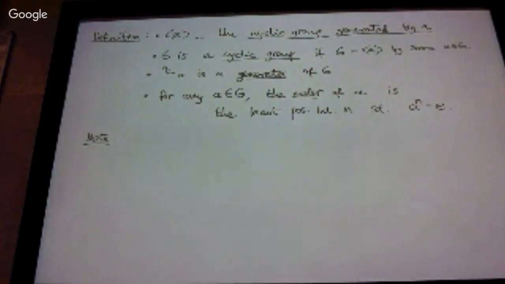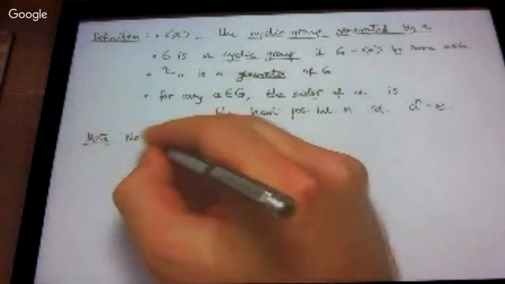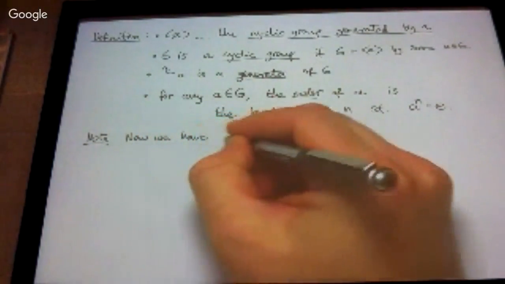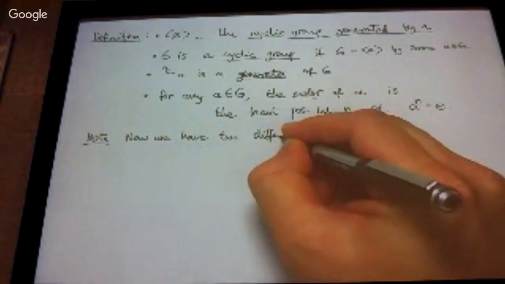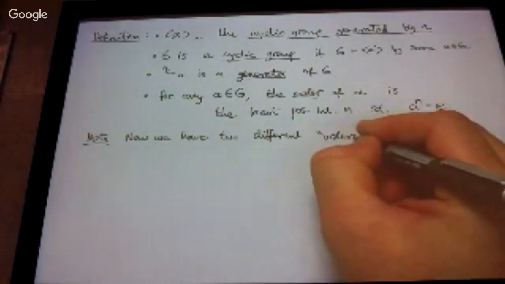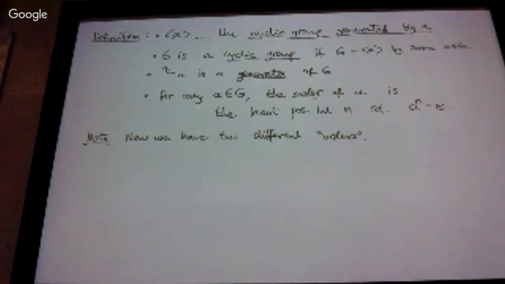Okay, remark, note. Now we have two different orders. You know from Killian that there's something called the order of a group, which means the number of elements the group has, exactly. And now there's something else which is called the order of an element.